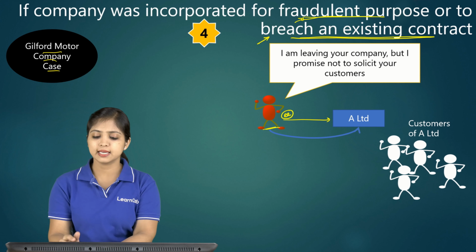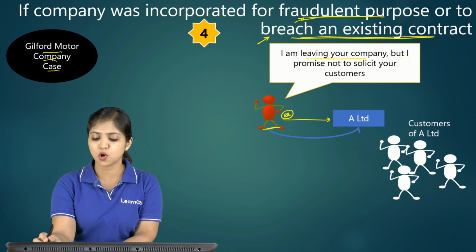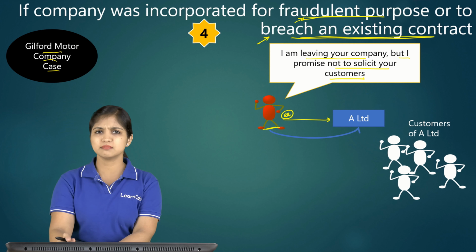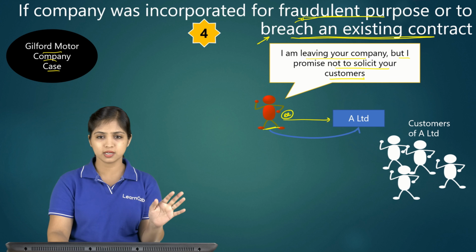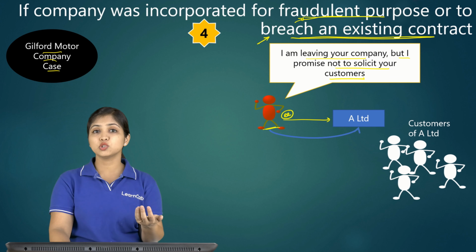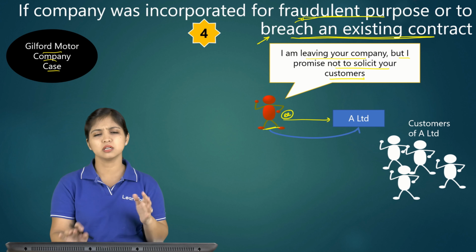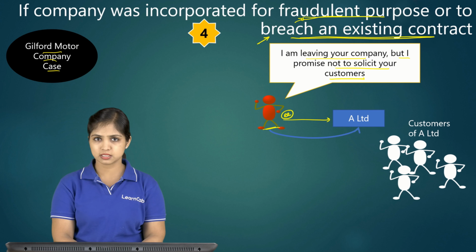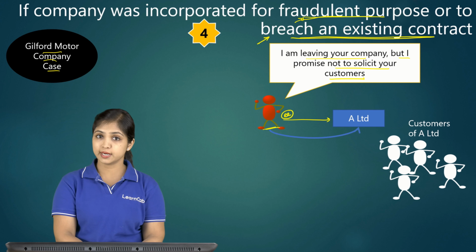So what is Red telling A Limited? I am leaving your company, but I promise not to solicit your customers. I will not do business with your customers, because if I start doing business with your customers, your profit will reduce, isn't it? So I promise I will not steal your customers. Alright. So Red had made promises to A Limited.